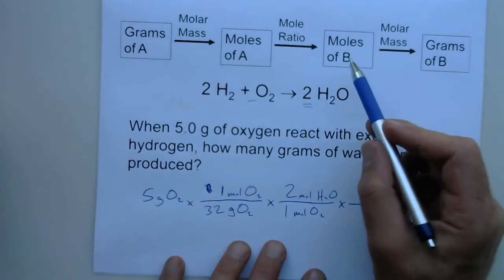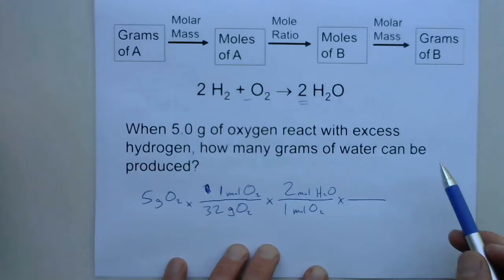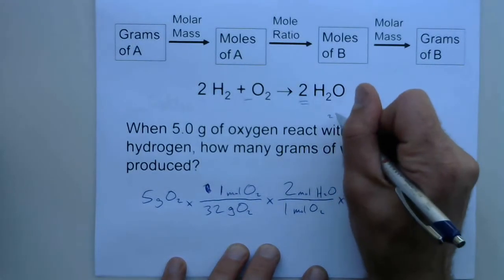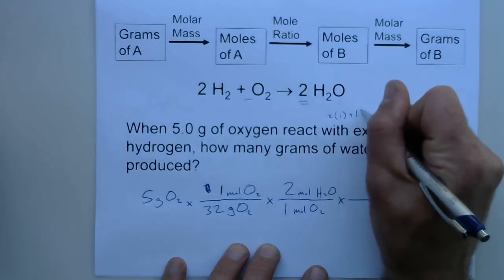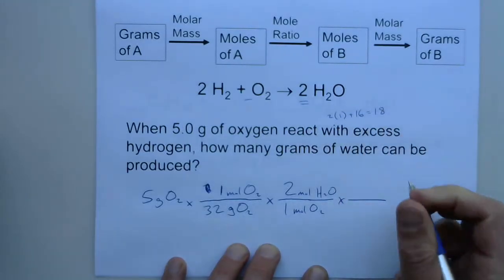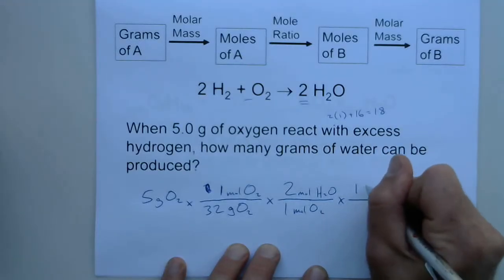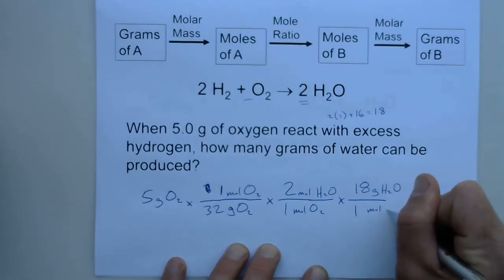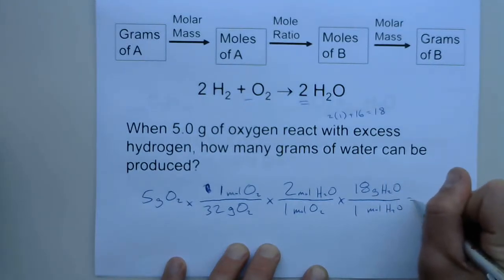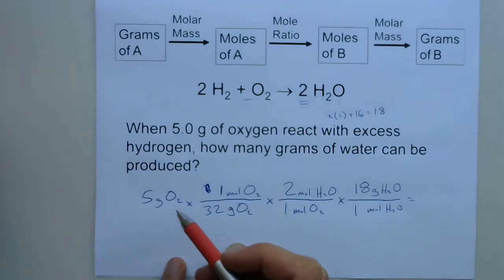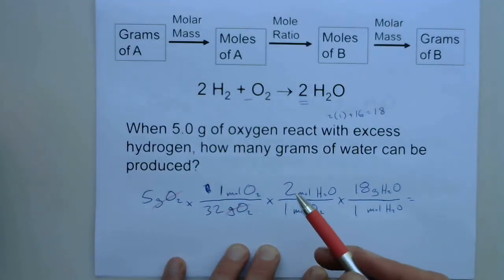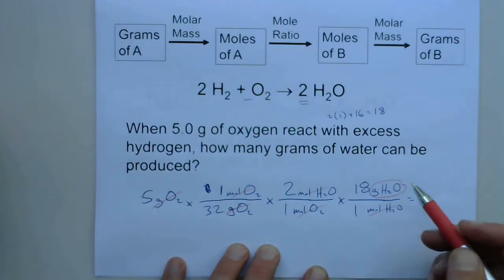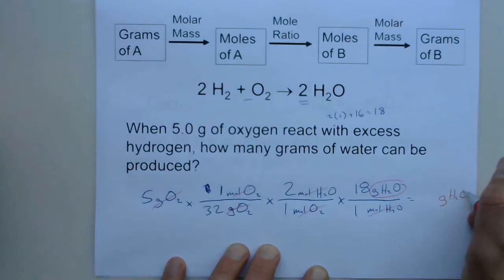And then last step, go from moles back into grams. So we're going to use the molar mass of water, so it's 2 times 1 for the hydrogens plus 16 for the oxygens, so it's 18 grams per mole. So we'll do 18 grams of H2O for every 1 mole of H2O. All right, check that everything is canceling out correctly. Grams of O2 cancels out. Moles of O2, moles of H2O, and then at the end we should get grams of H2O.